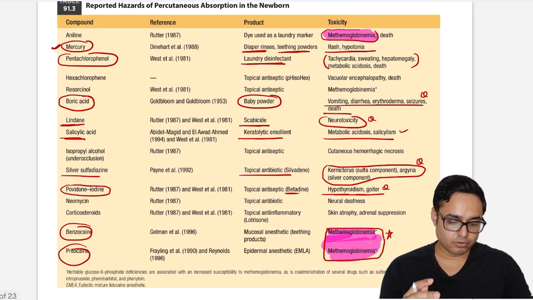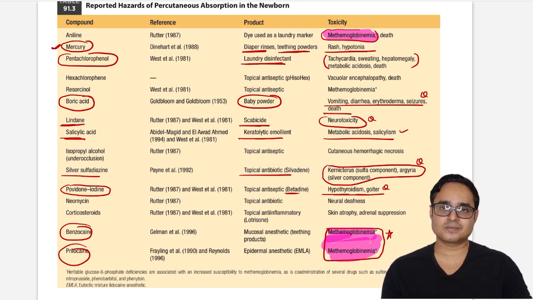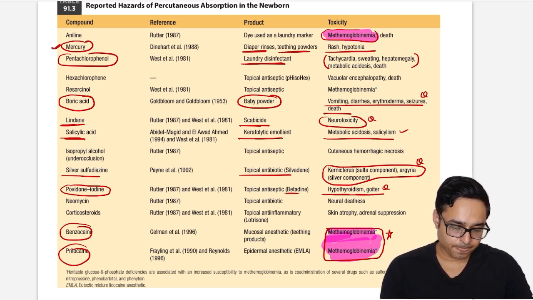Okay, so we'll discuss some percutaneous absorption in the newborn. This slide is important for the exam, but it is also important in clinical day-to-day practice, and every pediatrician and neonatologist should be aware of these conditions. Aniline leads to methemoglobinemia. If your patient is exposed to mercury, in which products is mercury used? Diaper rinse, teething powders; rash and hypotonia can occur.